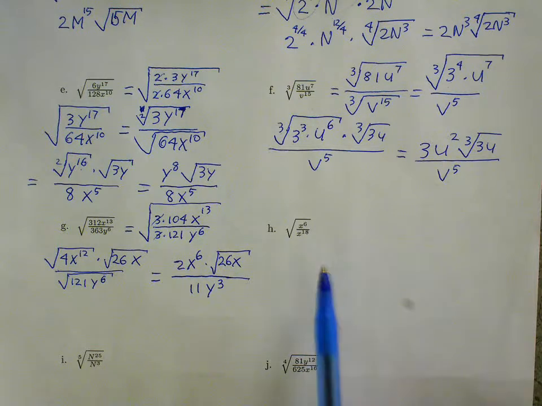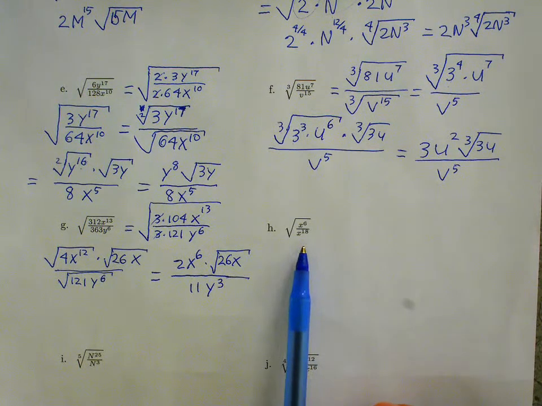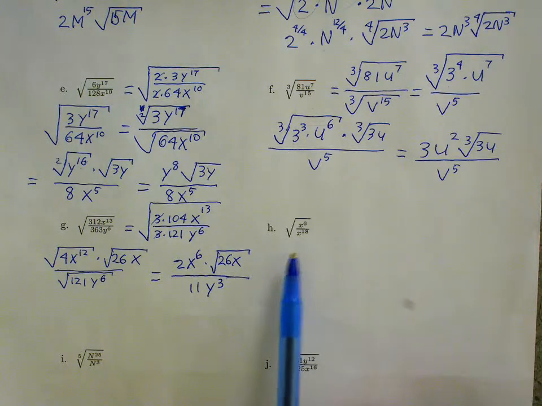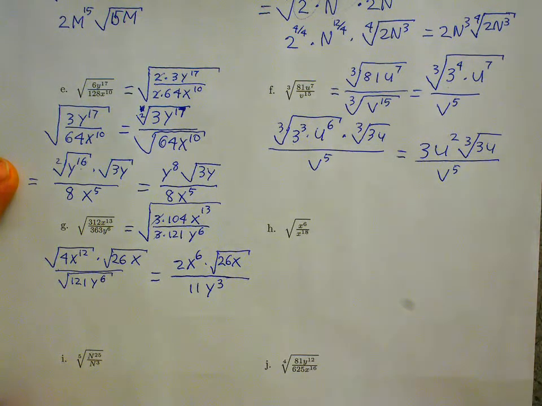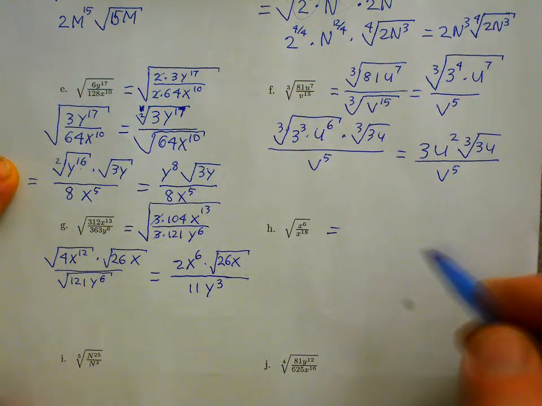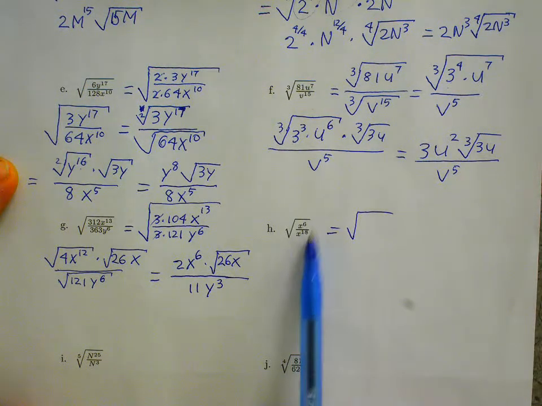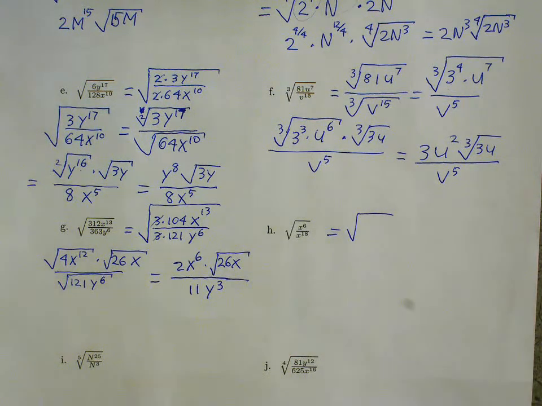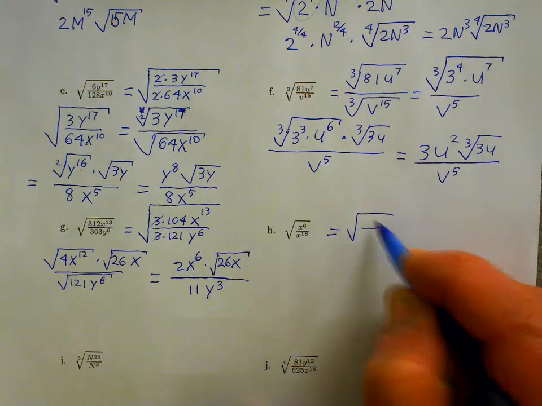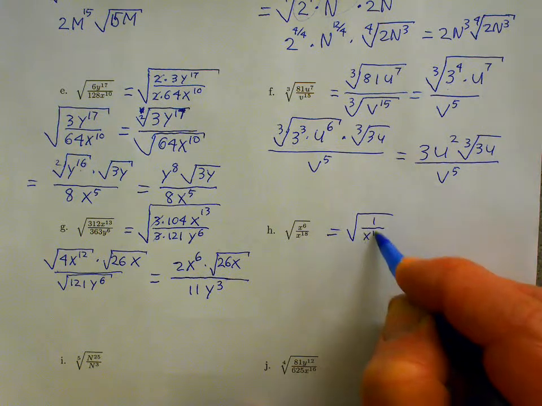Okay, part 8. Simplify the square root of x to the 6th divided by x to the 18th. We can simplify the fraction. So x to the 6th divided by x to the 18th. What does that simplify to? That simplifies to 1 over x to the 12th.